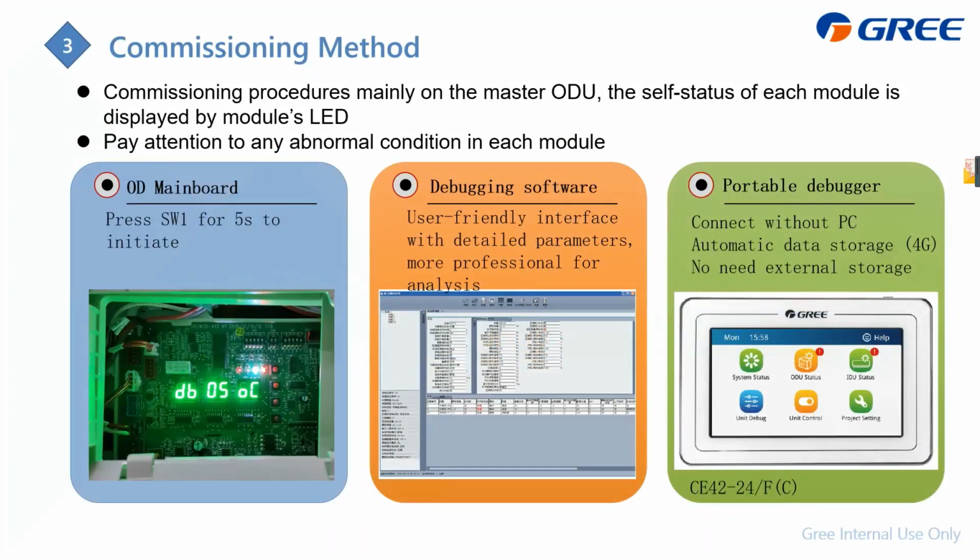When we do the commissioning, until now we have 3 ways. The first, we can do the commissioning through the mainboard of the outdoor unit, of the master outdoor unit, and we can also do it through the commissioning software. And the last one is very convenient. We can do the commissioning through this portable debugger. This portable debugger is very convenient when we do the commissioning or the troubleshooting.